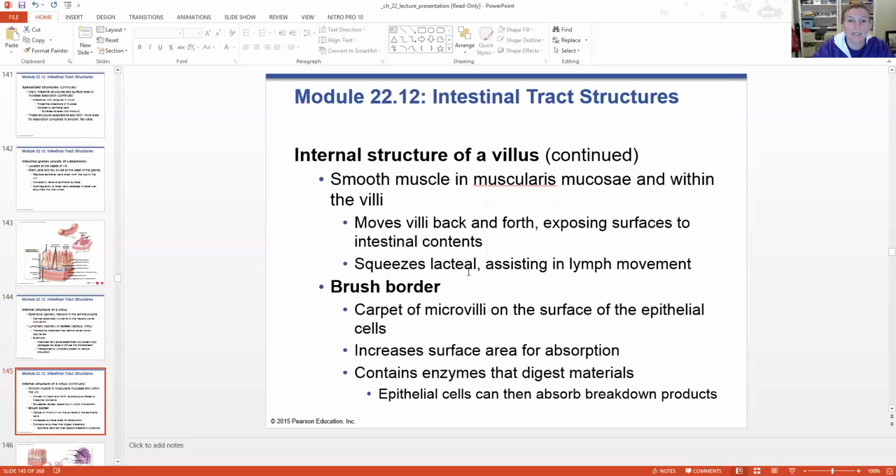And remember, all of the lymphatics ultimately drain back into the blood, at the right lymphatic duct and the thoracic duct. So they're getting back into the blood no matter what. They just have to be transported differently.